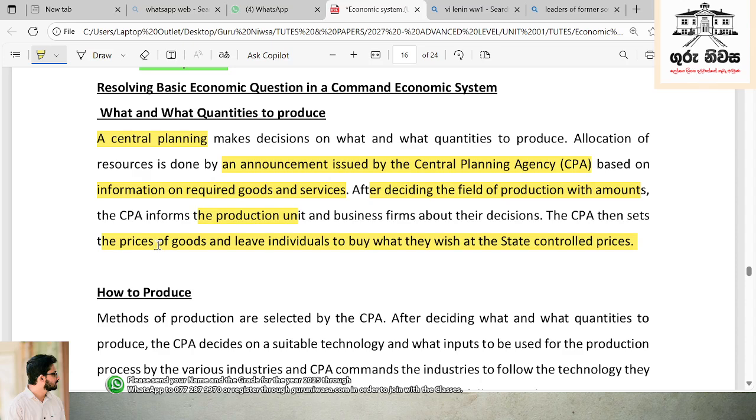Especially information. How to get information? How can we predict? How can the government predict the amount of rice or the requirement of milk powder for next year exactly? Then planning problems might occur. It's a very inefficient method. It's not effective, but I'm explaining how it happens in command economic systems.